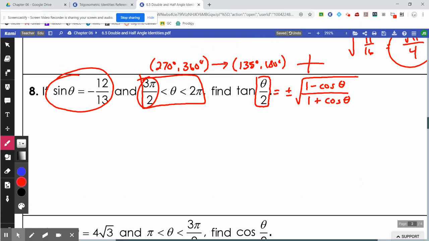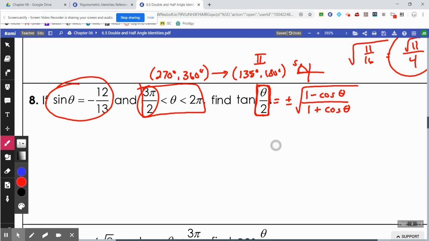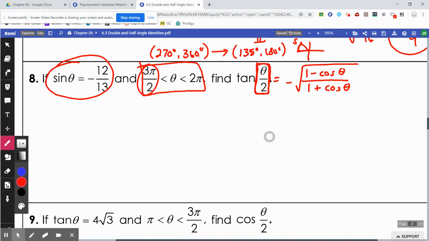Now think about where that's located. 135 to 180. 135 is about right here. 180 is about right here. So it's between 135 and 180. That's the second quadrant. So I'm looking for the tangent of a half angle that's in the second quadrant. All Students Take Calculus. Tangent is negative. So to take care of that sign to begin with, I'm going to make sure I work with the negative.